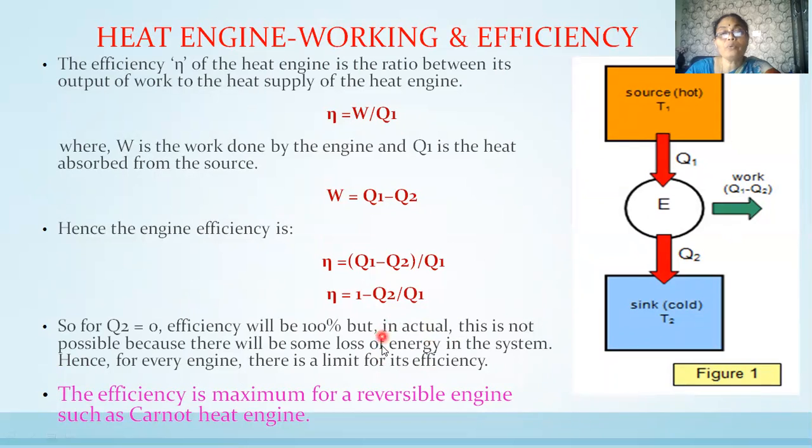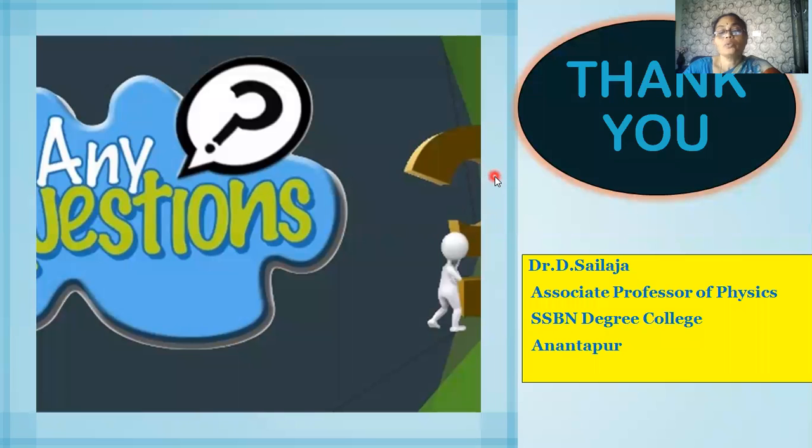In order to improve the efficiency, or in order to make it nearly 100%, we can go for an engine where the efficiency is maximum. This is only for Carnot's ideal heat engine. So this is the expression for efficiency. I hope you understood a heat engine, the main parts of heat engine, its working and efficiency through this video.